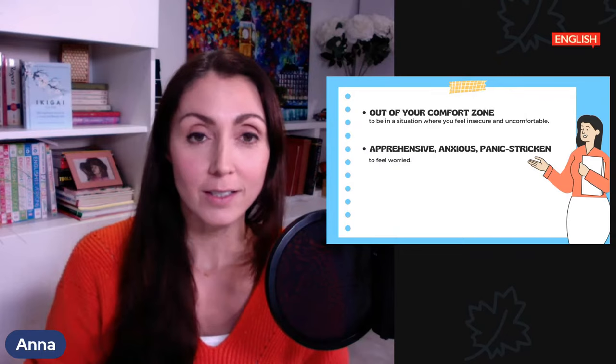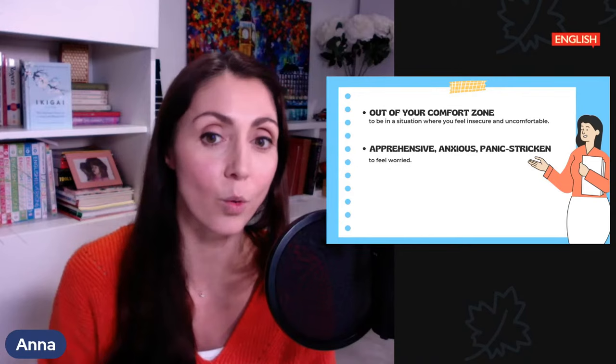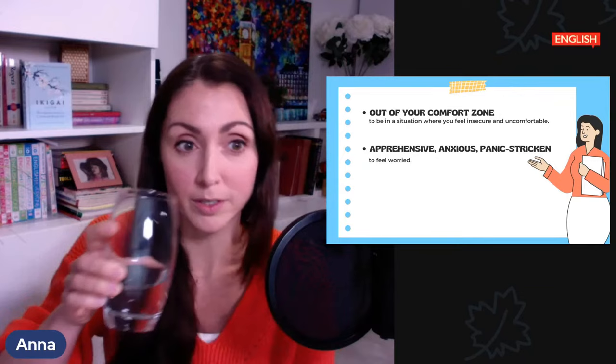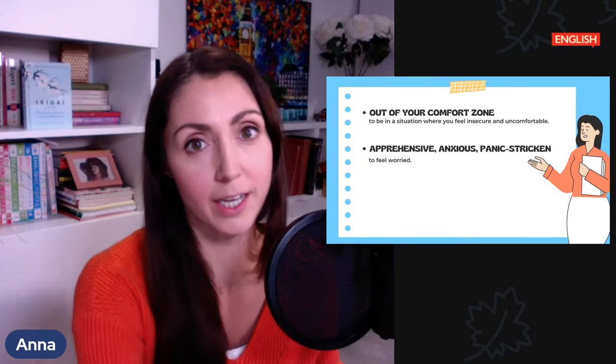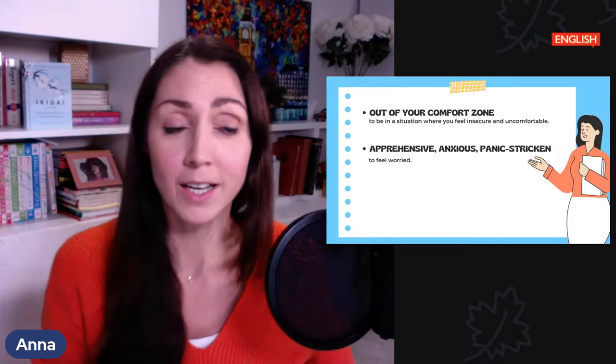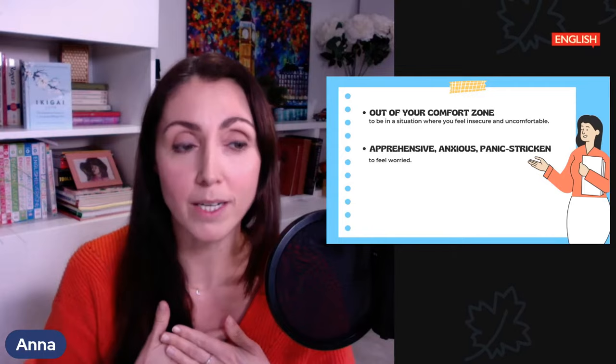So anxious, apprehensive, panic-stricken. Essentially, these all mean to be worried. So when you speak with a native speaker, you might feel a bit worried. But there's a slight difference between all of these little words that I've written. And when you hear the meanings, I want you to decide which of the three is more representative of you and how you feel with native speakers. So to be anxious simply is a synonym of worried. I feel worried, I feel anxious. These are the same word, essentially.